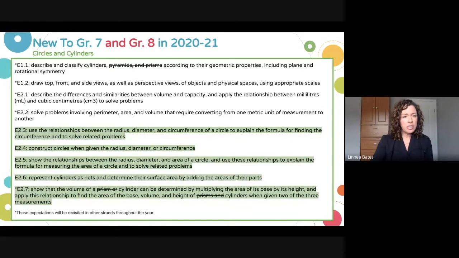So we've already looked at this, that within our measurement expectations, we have quite a few new ones, and they have to do with the circles and cylinders. And we're going to try an activity where we're going to look at some of the relationships between the different dimensions in circles and cylinders and how they are related to each other.